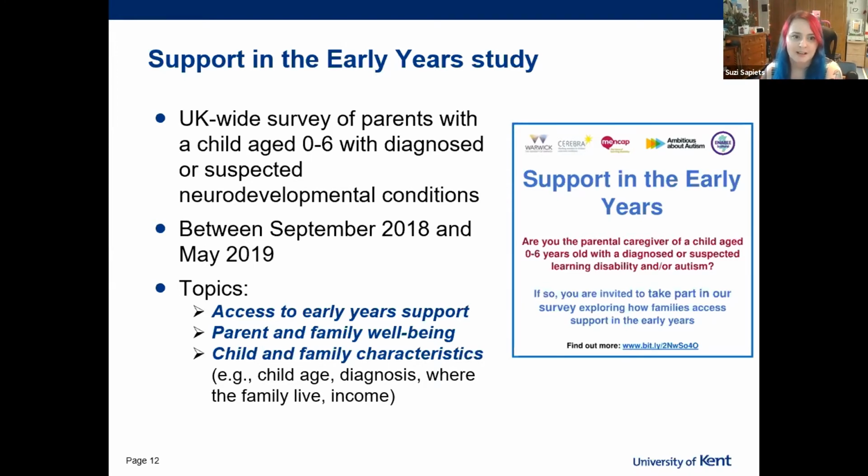And topics in the survey included access to early years support, parental and family wellbeing, and also a range of child and family characteristics. For example, how old the child was, the neurodevelopmental condition, and if it was suspected or diagnosed. And then most relevant to today's presentation is data on where the family live and also their income and economic deprivation.